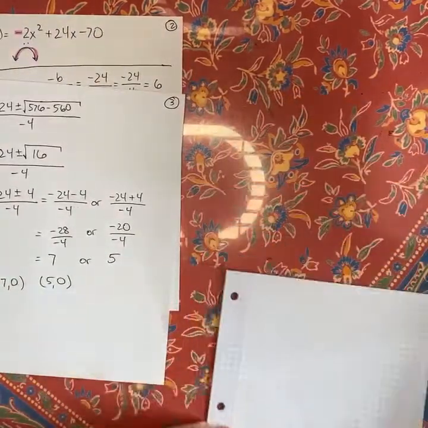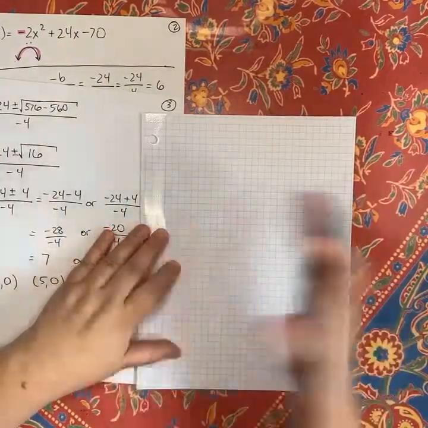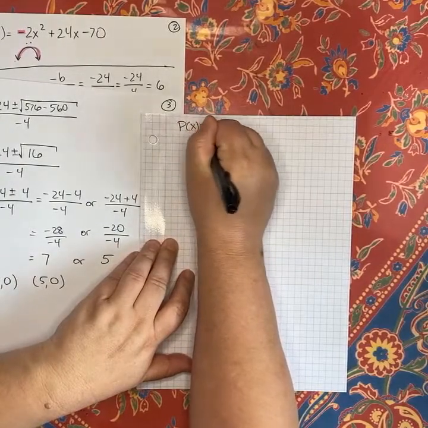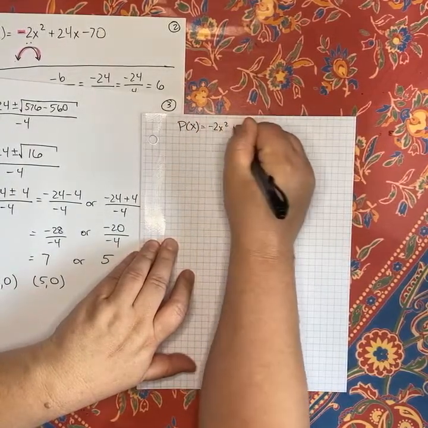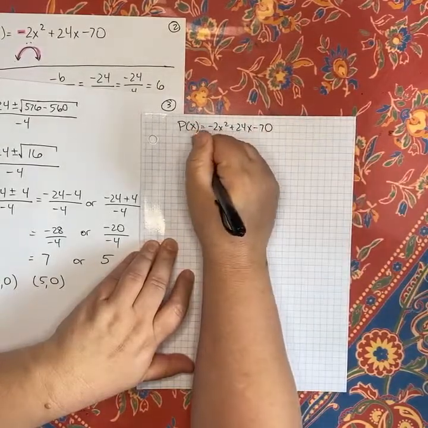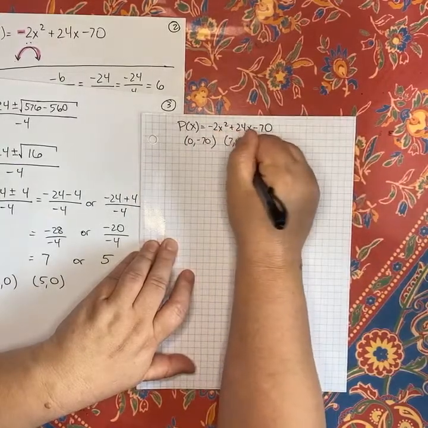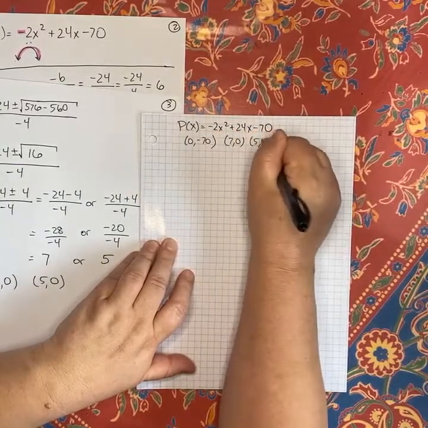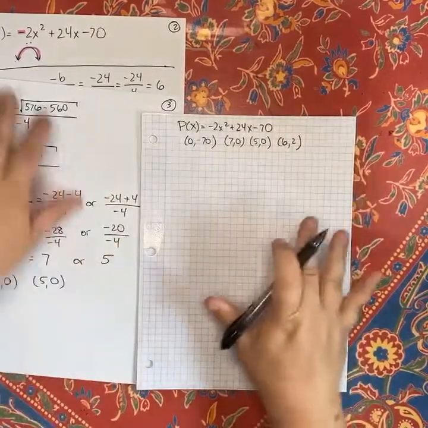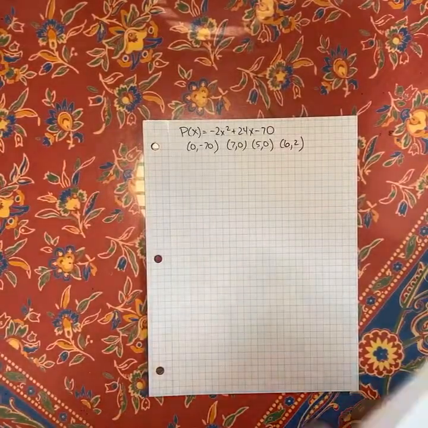What I will do up at the top, because I don't have enough room on this table to have all the papers out, is write p of x equals negative 2x squared plus 24x minus 70. And then we're going to write in (0, negative 70), (7, 0), (5, 0). And then the other one was (6, 2). Okay. So go ahead and take these notes and put them aside.